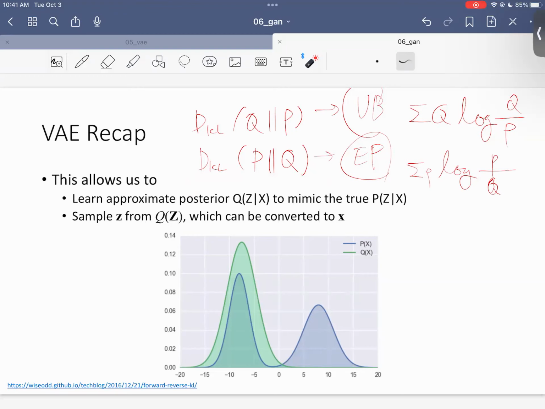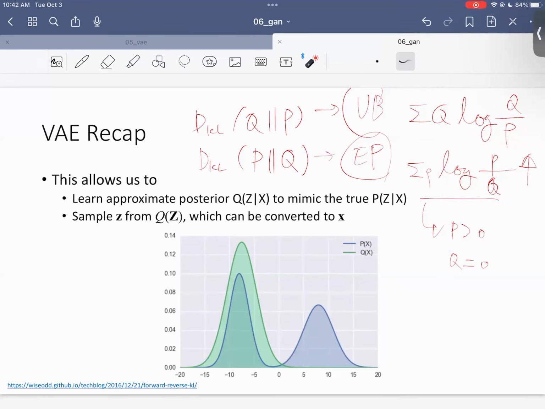Let's see, what was it? So if P is non-zero, there's a support. And if Q is zero, let me write it down. When P is non-zero and Q is zero, what happens? This guy will blow up. The log term will blow up because P is non-zero and Q is almost zero. Log is a monotonic function, so this will blow up, and that means your DKL will blow up, right?